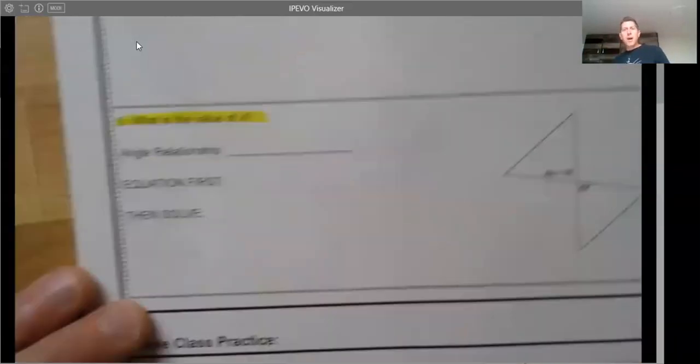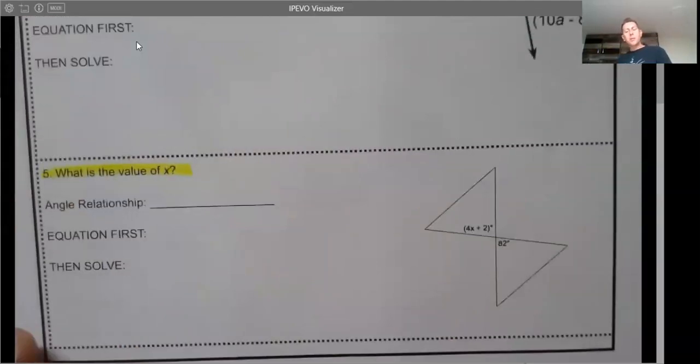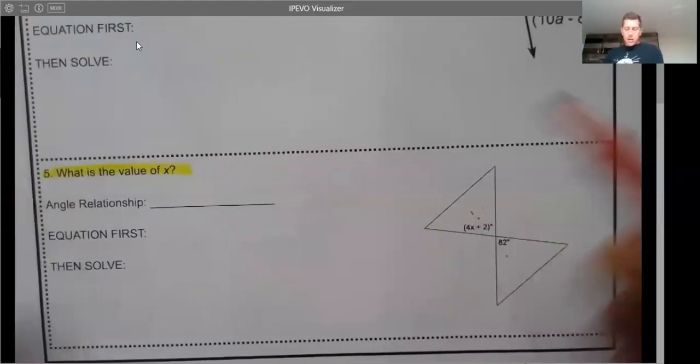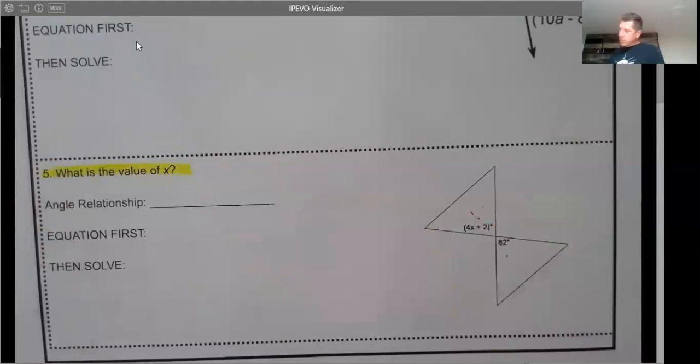Let's go ahead and try number 5 here. We did complementary and supplementary. What do you think's left? You got it. So we have 2 angles on either side of the vertex here. And what color did I make my vertical angles? That's right.